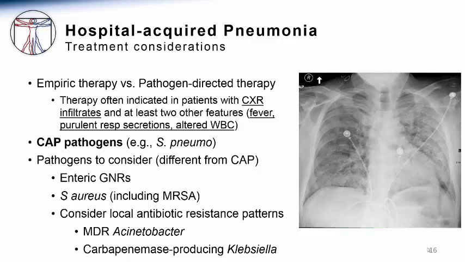Finally, it's vitally important that you understand the local resistance patterns of pathogens frequently identified in the patients in your institution. For example, hospitals in certain regions of the country have high rates of colonization and infection due to very resistant bacterial species such as multi-drug resistant Acinetobacter or carbapenemase-producing Klebsiella species and other gram-negative rods. These bacteria often require focused and aggressive antibiotics tailored to their unique antibiotic susceptibility patterns.